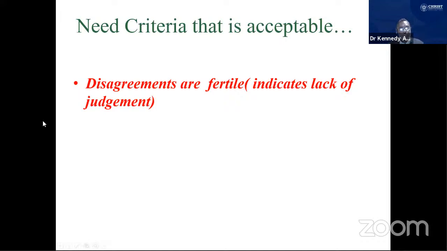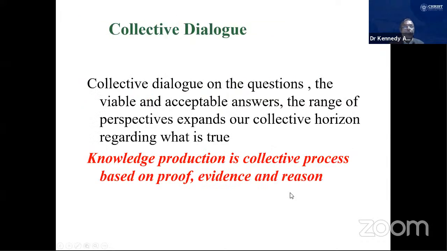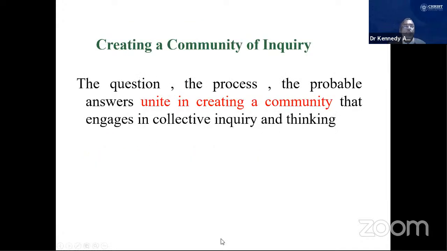So the third important aspect that I wanted to mention here is collective dialogue. So when we talk about collective dialogue, on the questions, when you raise a question, there should be a discussion. We talk about collaborative learning. We're looking at learner-centered approaches. We're looking at outcome-based learning. Please go back and understand the basics of what is collective dialogue. So when we get into collective dialogue, it has to be viable and acceptable answers, because the range of perspectives expands a collective horizon regarding what is true. So we are moving and trying to find what is true. So knowledge production is a collective process based on proof, evidence, and reason. Nothing beyond that. Okay, so that is how you can go about creating a community environment.